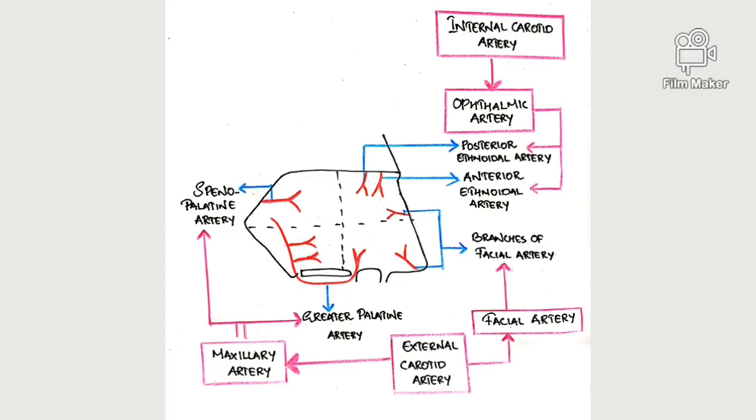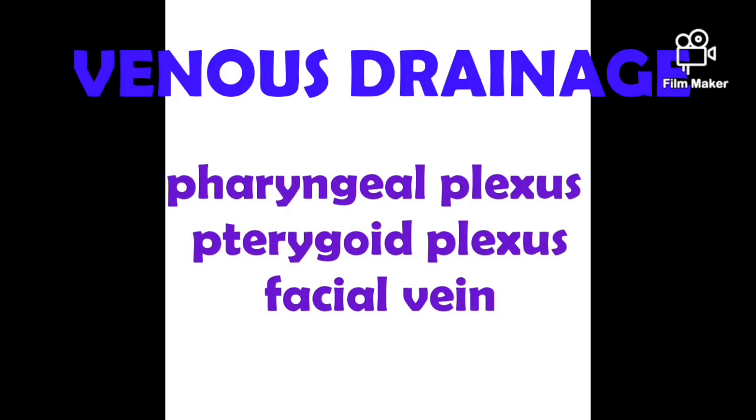Okay, this is the complete diagram, and for more detailed explanation, we can say that the posterior ethmoidal and the anterior ethmoidal are branches of the ophthalmic artery, which is in turn the branch of the internal carotid artery, and the facial artery is a branch of external carotid artery, which also has its branch as the maxillary artery, which branches into sphenopalatine and greater palatine artery. The venous drainage is mainly by these three, that is the pharyngeal plexus, pterygoid plexus, and the facial vein.